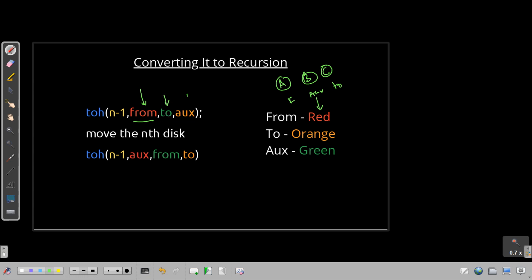We are moving our n minus 1 blocks to the auxiliary position. Similarly here, we are moving them from the auxiliary position to the to position by using from as the auxiliary. So what is the trick in this problem? The only trick is to manipulate the from, auxiliary, and to, and call recursion twice. That's it. So let's write some code so that you can understand it clearly.